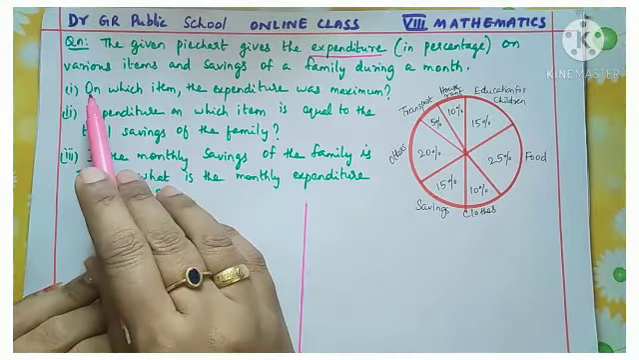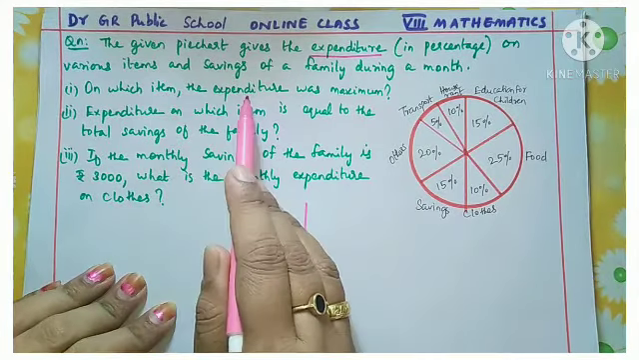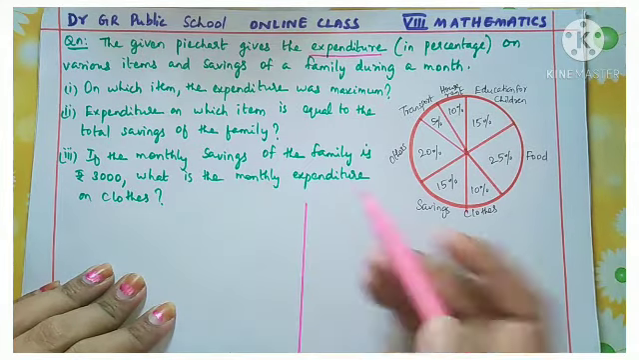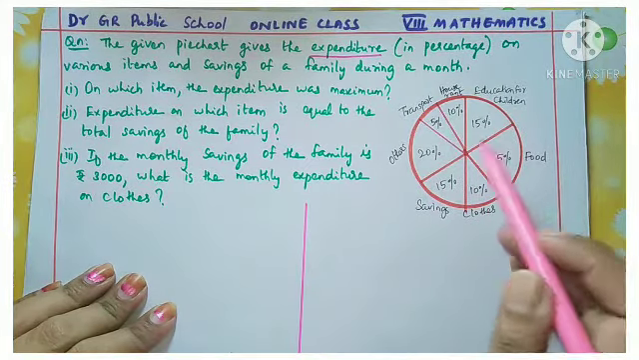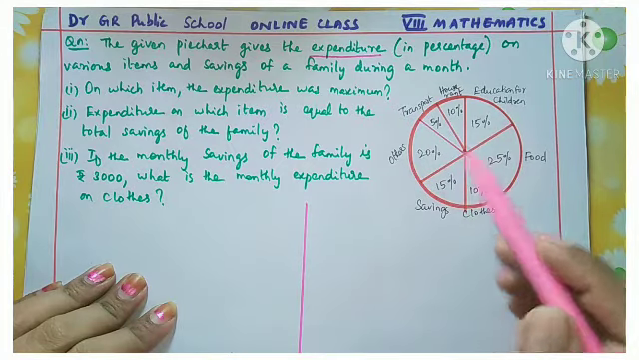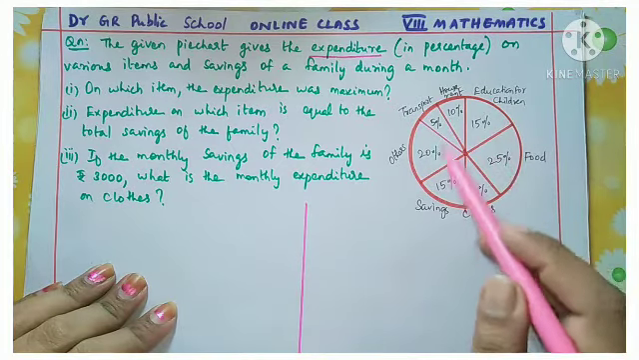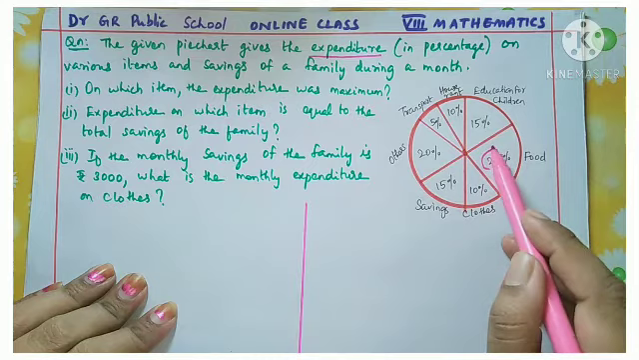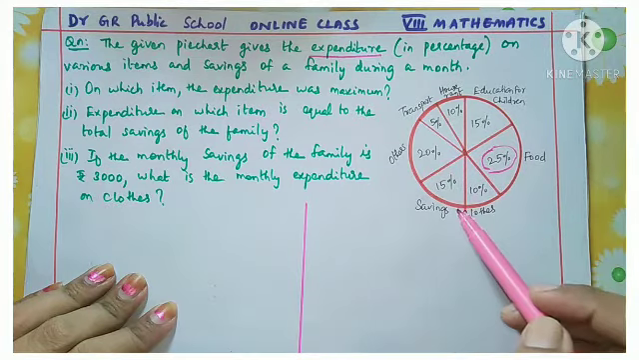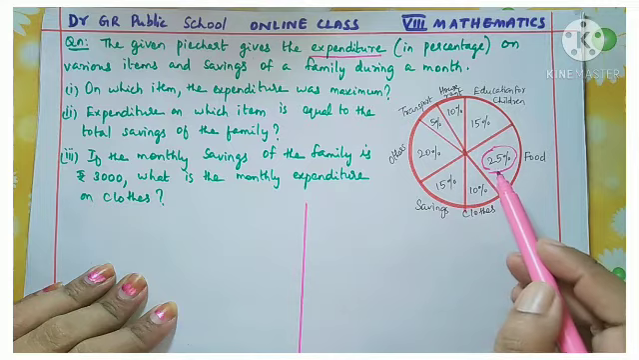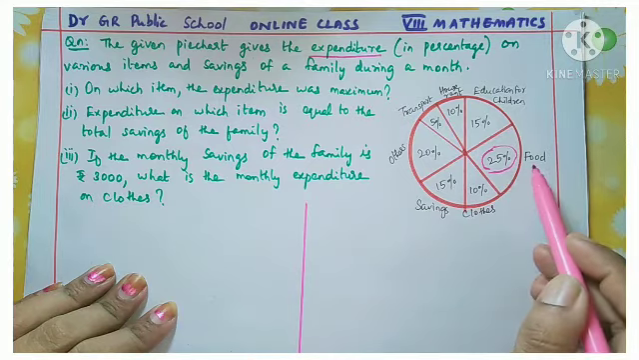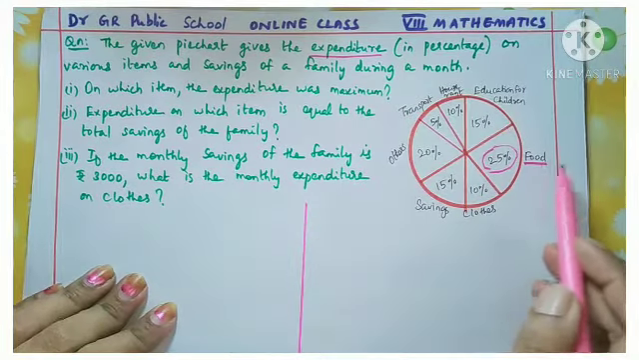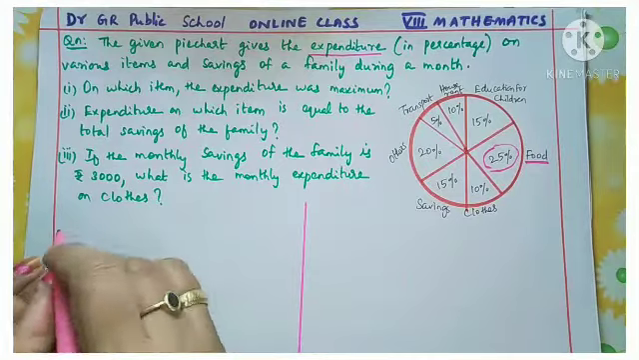First question, on which item the expenditure was maximum? So more expenditure is for which item. So just you see the pie chart here and you see which is the maximum percentage. So it is very clear that from these percentages, who is the maximum? This 25% is the maximum number. Okay, so what is that 25% is for? Food. So who is the item, the expenditure having maximum? Food. Okay, so that is our first answer.